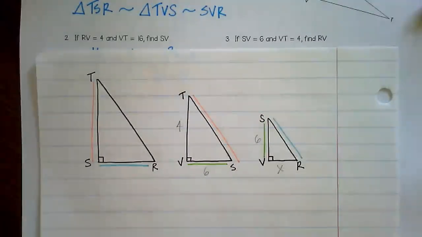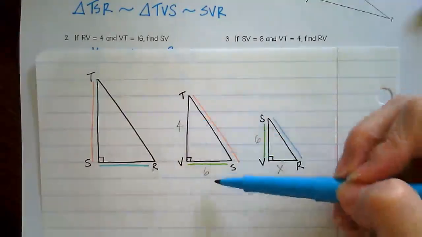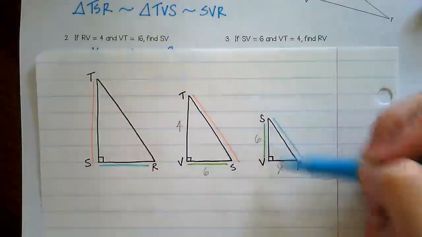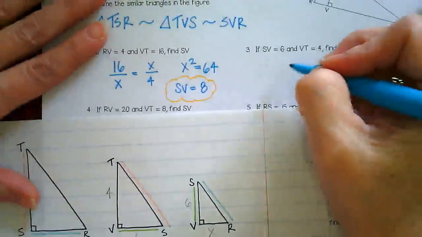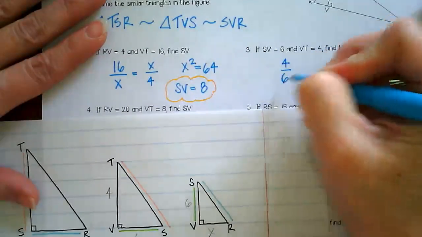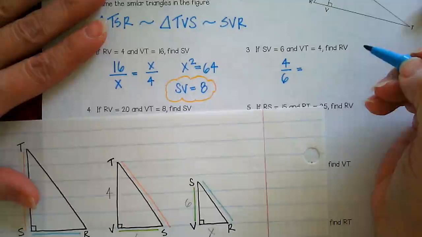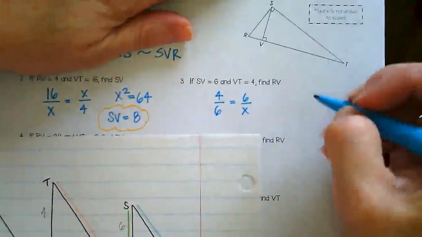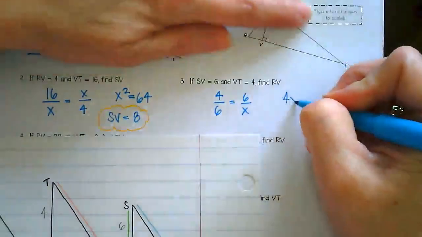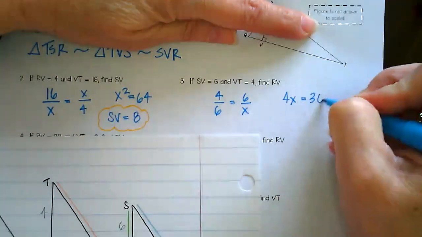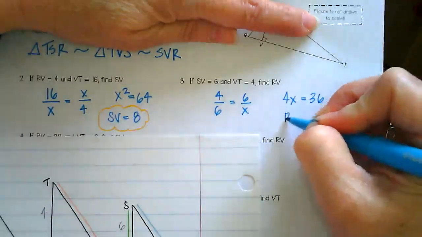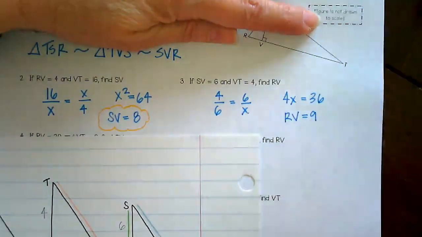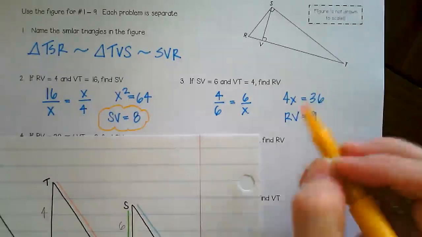All right, well, this is the exact same setup that we just had on the last one. So I'm going to say 4 over 6 and 6 over X. So 4 over 6 is mama bear, and that matches up with 6 over X for baby bear. So if I multiply these diagonals, I get that 4X is 36, which means that RV is 9. And there's the second one.